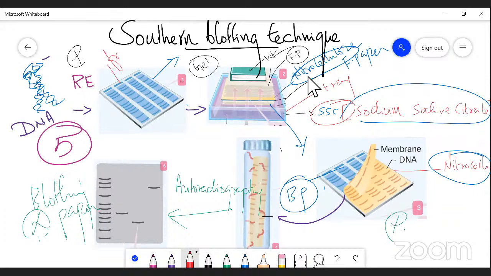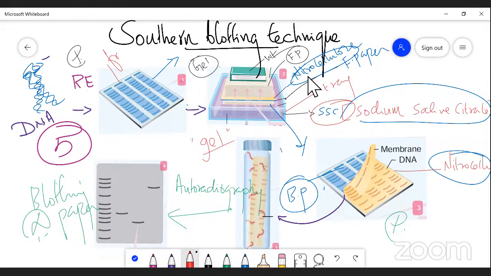Okay. In the bottom, you see one of the papers. Could you name the paper which is yellow in color? Blotting or filter paper. Blotting paper, very good one. So one more gel is there, right? What is the role of gel? Here, you mention the role of gel. Agarose gel.